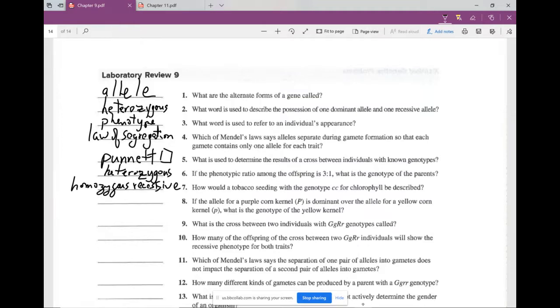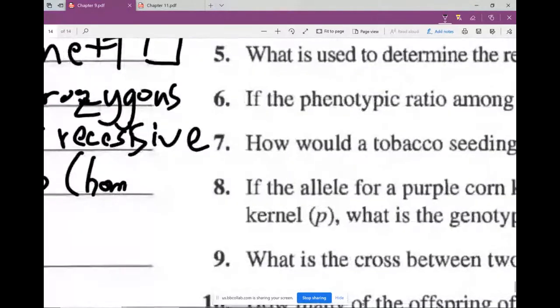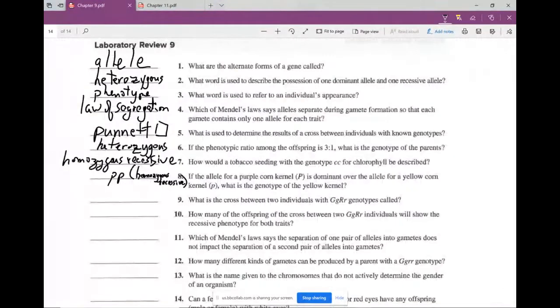Check my spelling. If the allele for a purple corn kernel, big P, is dominant over the allele of a yellow corn kernel, what is the genotype of the yellow corn kernel? Well, the genotype is going to be little p, right? Or homozygous recessive. Okay. What is the cross between two individuals with this genotype called? Right? Both traits are heterozygous. We call that a dihybrid cross.